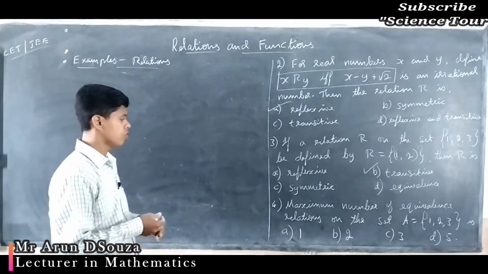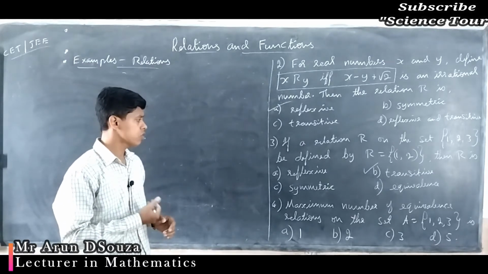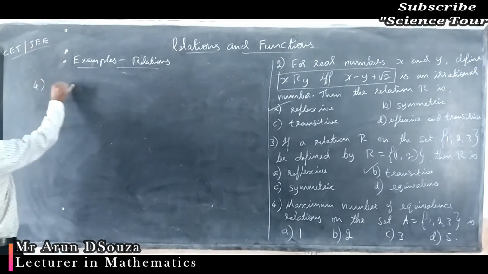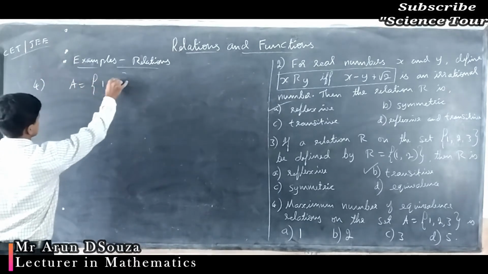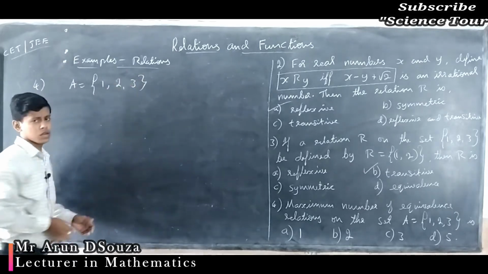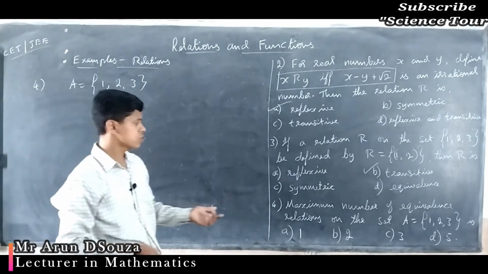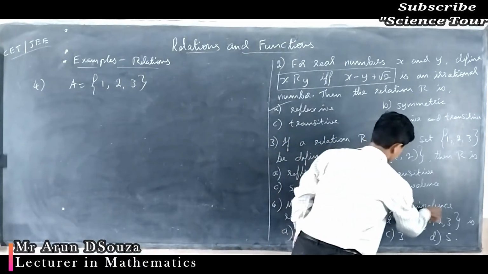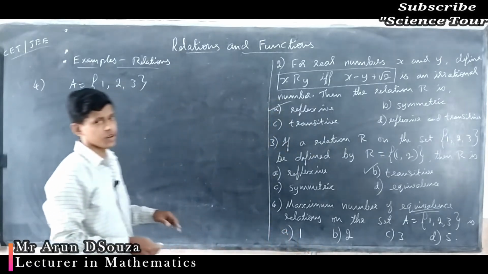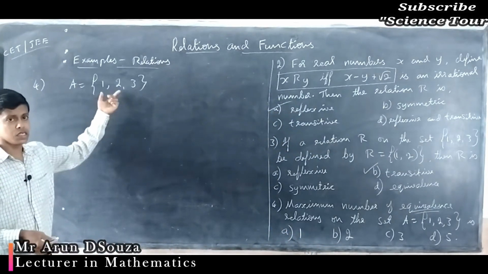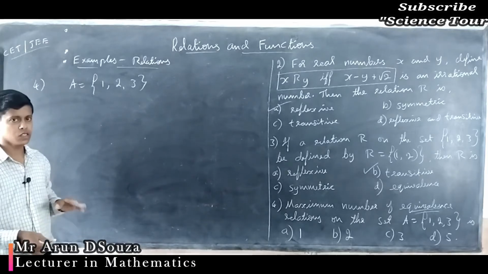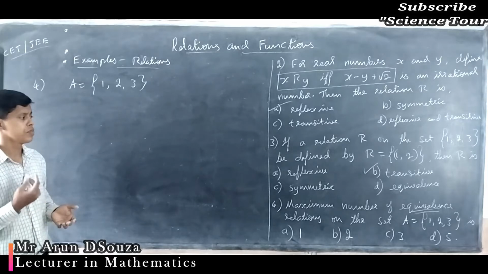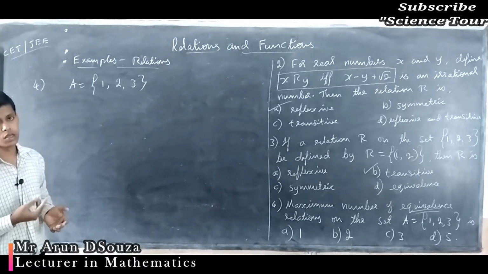Maximum number of equivalence relations on the set A = {1, 2, 3}. So you got the set which is very simple, only 3 elements are there. Now you have to tell us the maximum number of equivalence relations, not the number of relations. Number of relations is easy to find, that is 2 to the power 3 squared, 2 to the power 9. So that is the total number of relations. Now you have to tell the equivalence relations possible.